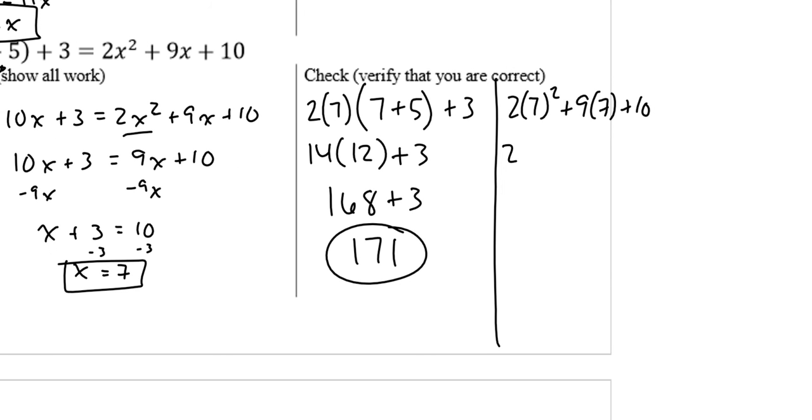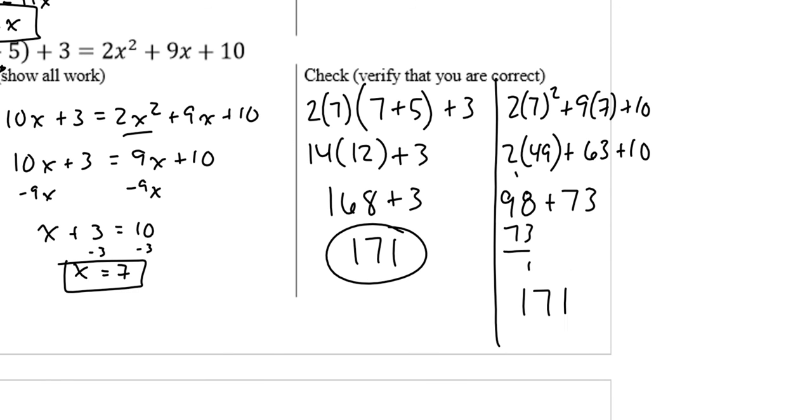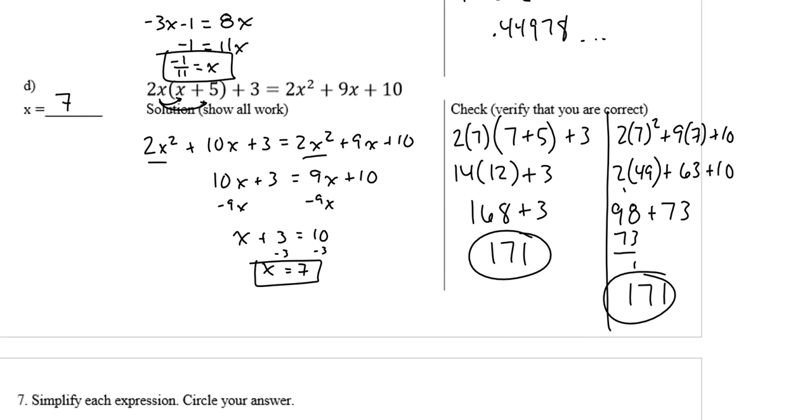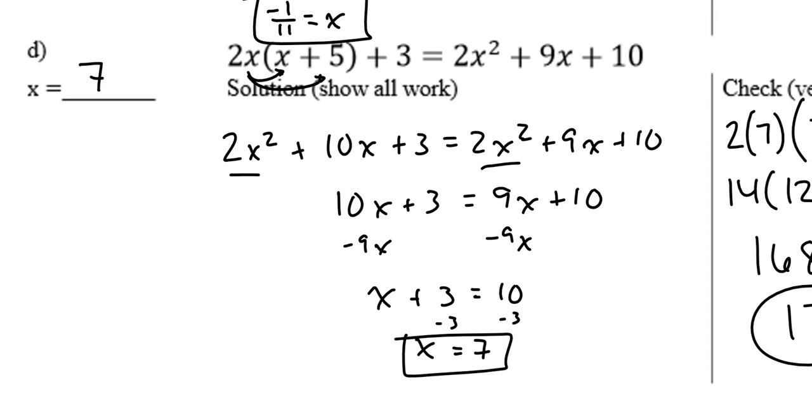On the right-hand side, this is 2 times 49. 9 times 7 is 63, and then don't forget the plus 10. 2 times 49 would be 98, plus this would be 73. And if I combine 98 and 73, 8, 9, 10, 11, carry the 1. Yeah, it is. This is also 171. So when x is 7, both the left-hand side and the right-hand side become the number 171. So this is the verified solution to this equation. X does equal 7.